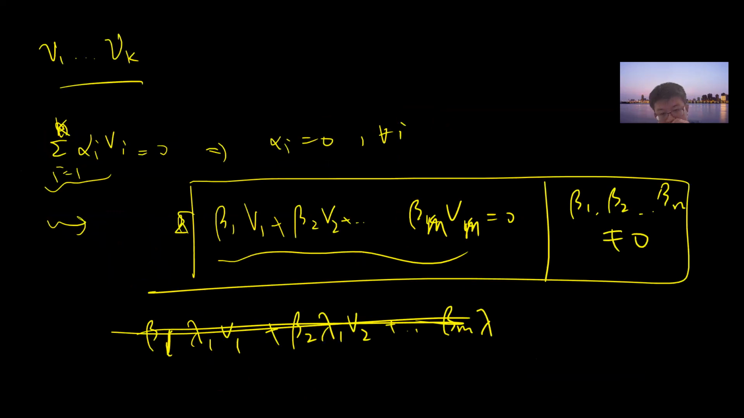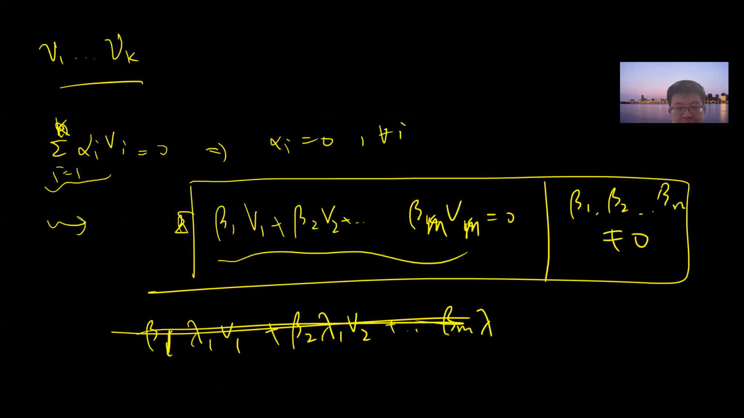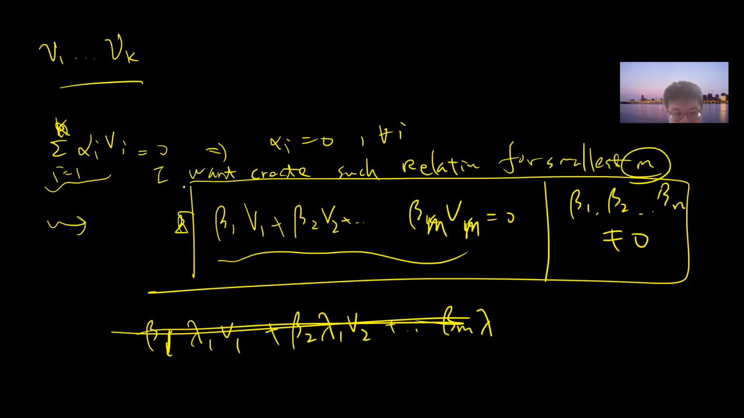Now you think, oh, this is hard to proceed. But remember that in my previous process, since I only have finite dimension, I can create such a relation. What kind of relation? A relation beta 1 v1 plus beta 2 v2 up to beta m vm equals 0, where all the betas are non-zero for the smallest m. Because I only have finitely many vectors, I can find the smallest such m.